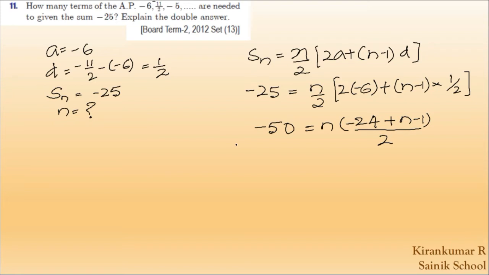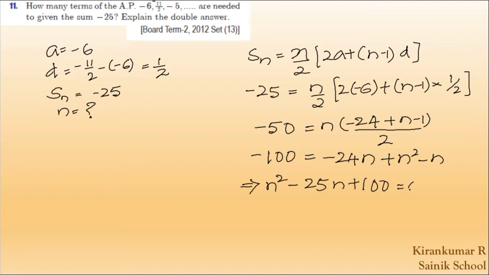I have taken LCM. Once again, if you cross multiply, we get it as minus 100, which is equal to minus 24n plus n square minus n. So the quadratic equation so formed will be n square minus 25n plus 100 equal to 0. We can solve this very easily. 20 and 5 will be the numbers, so on multiplying, minus 20 and minus 5 will be getting the result. So the value of n is 20 or 5.